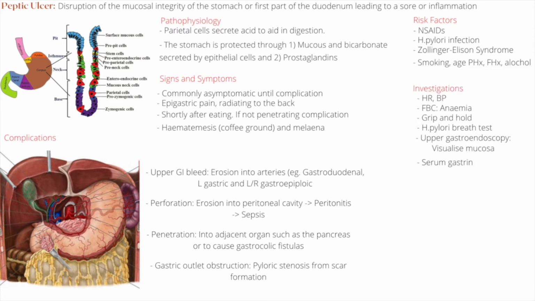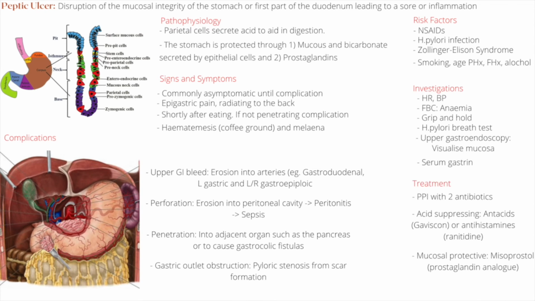To investigate peptic ulcers, we start by ensuring hemodynamic stability, especially looking for tachycardia and hypotension, which would suggest a bleed. This would be confirmed with FBC looking for anemia. Group and hold performed in case a transfusion is required. H. pylori urease breath test can also be performed. Measuring serum gastrin can also identify Zollinger-Ellison syndrome. Most importantly, an upper gastrointestinal endoscopy visualizes the mucosa and is the key diagnostic tool.